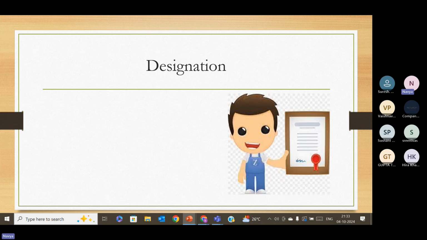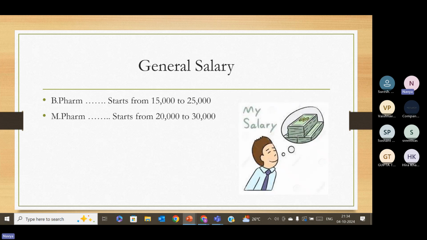Now, designation, these are at a minimum level I have done because other designations are also there. So previous slide.